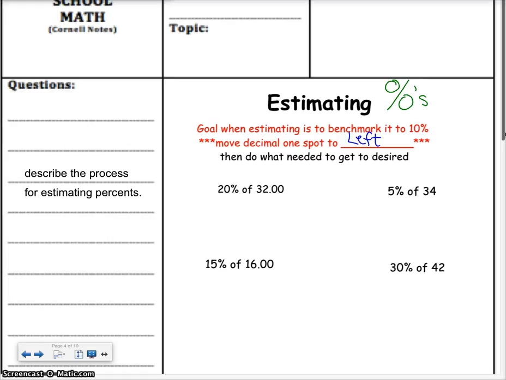So we're going to use that strategy to find other percents, because 10% is super fast. We can find that super fast. So we can use that strategy to find 20%, 5%, 15, 30. We can use it to find a bunch of different ones. Our goal when we estimate is to benchmark it to the 10% and go from there.